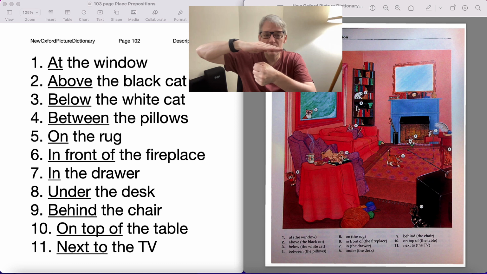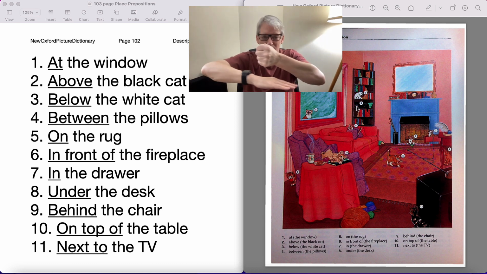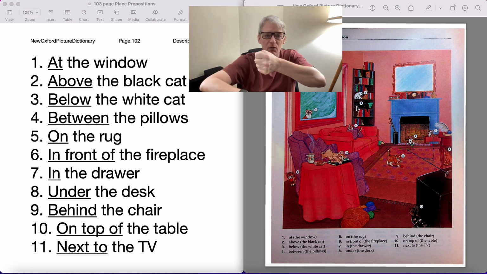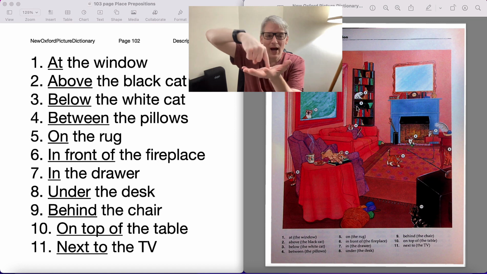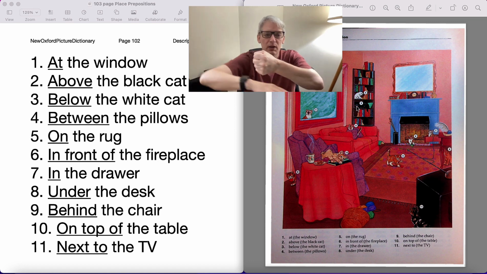In number three, the black cat is below the white cat, below. So we have above, number two, and below. Number one, at the window. Number two, above. Number three, below.